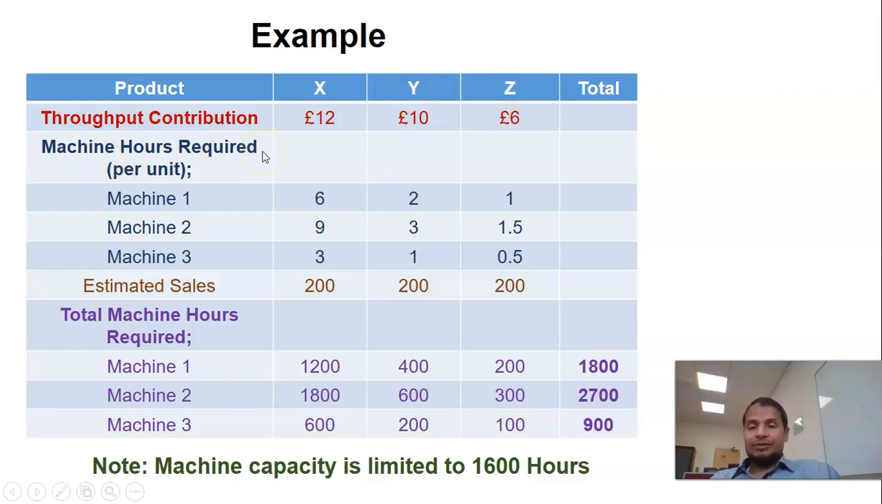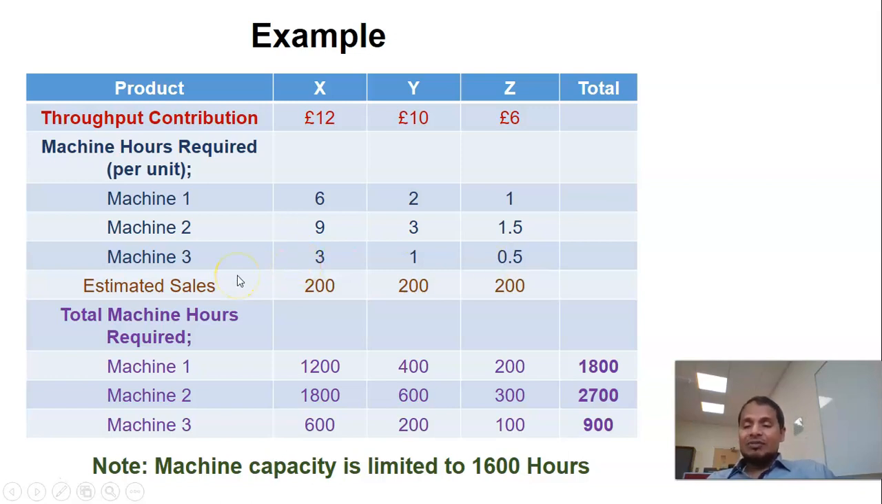Machine hours required for every unit. In the case of machine 1, we need 6 hours. So product X is supposed to be processed in machine 1 for 6 hours, in machine 2 for 9 hours, and in machine 3 for 3 hours. Similarly for Y, 2 hours, 3 hours, and 1 hour, respectively, in machines 1, 2, and 3. And Z is supposed to be processed in machines 1, 2, 3, respectively, for 1 hour, 1.5 hours, and 0.5 hours.